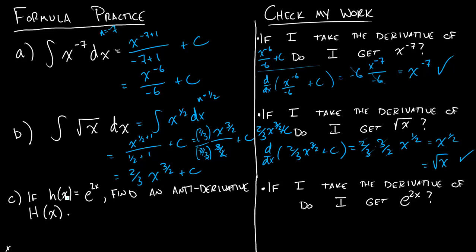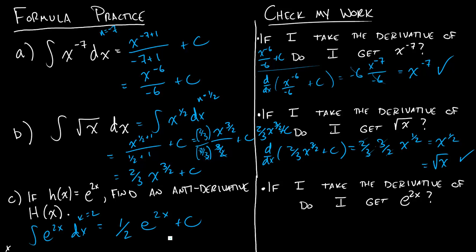If I have little h of x is equal to e to the 2x, find an antiderivative big H of x. And so when you see the problem written like this, what they're really saying is, hey, remember those integrals? Well, just put that little function in there. So do the integral of e to the 2x. And what you'll get by your formula is 1 over k. K is equal to 2 here, and e to the kx plus c. Let's check if it worked.